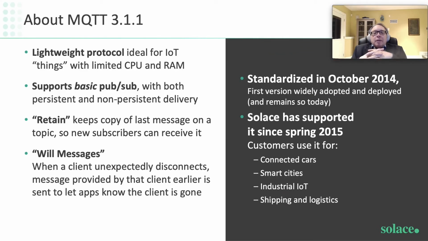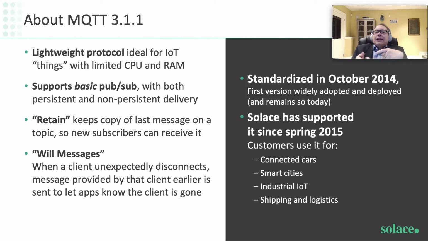MQTT 3.1 was the first version of MQTT that really achieved widespread adoption. So it was standardized back in late 2014, and it's the version that you'll find in most IoT devices today. Solace has supported it for close to 6 years now, and we've got customers using it for connected cars, smart cities, industrial IoT, shipping and logistics, just to name a few of the use cases. It really is a lightweight protocol, as I mentioned, which makes it ideal for things that have limited CPU and limited RAM. And it supports a basic publish-subscribe paradigm.